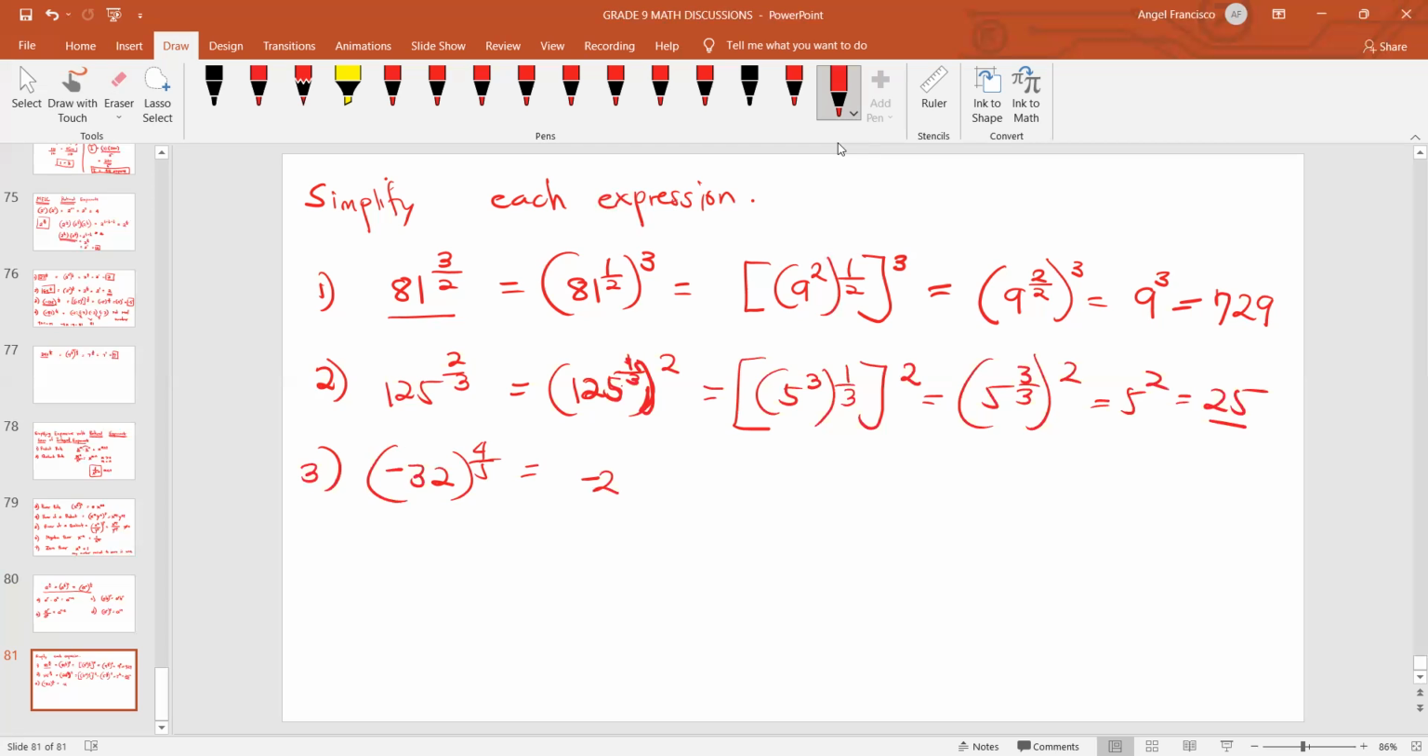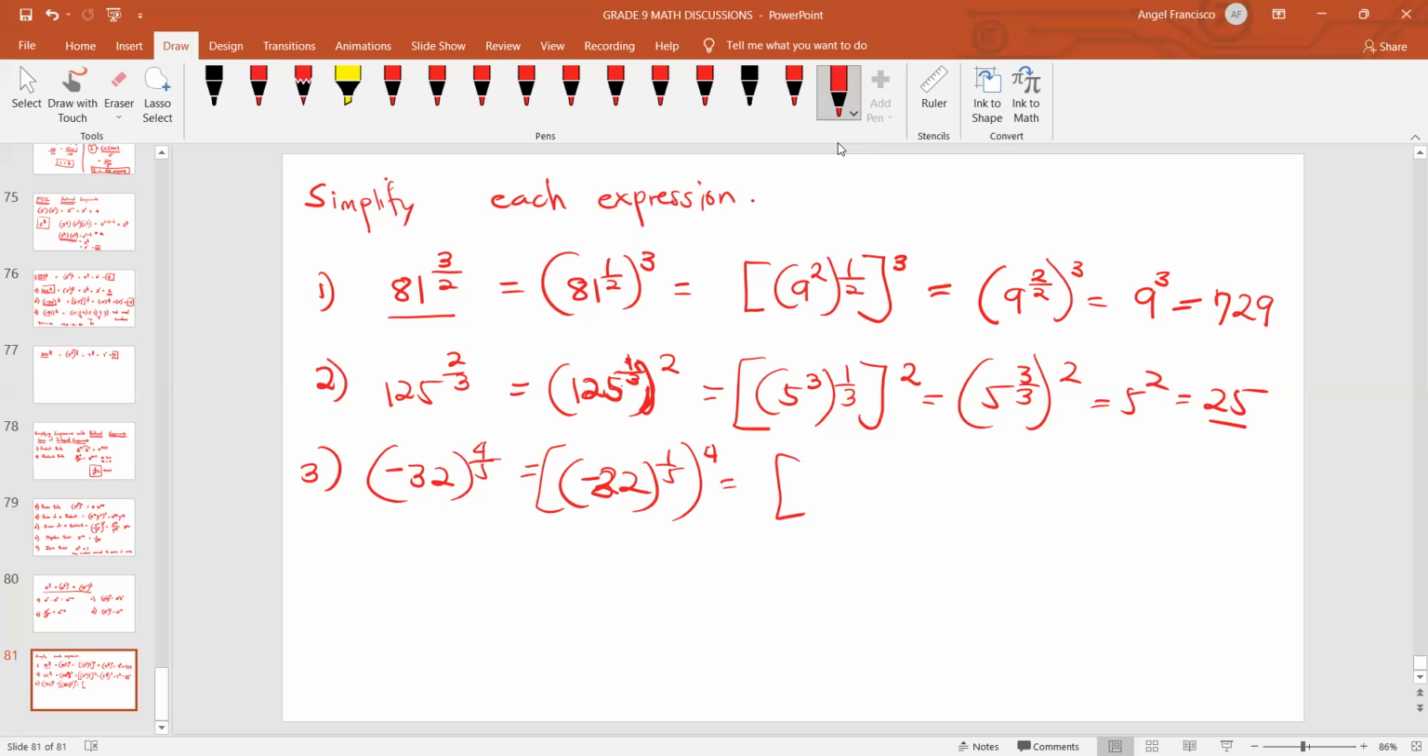So, ilagay muna natin yung negative 32. So, pwede nating sabihin na 1/5, right? All over raised to the power of 4. So, walang pinagkaiba kasi 4 times 1/5 is 4/5. Hindi na bago. But then, bakit natin sa 5 nilagay?